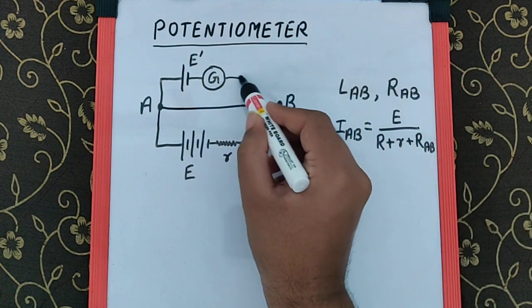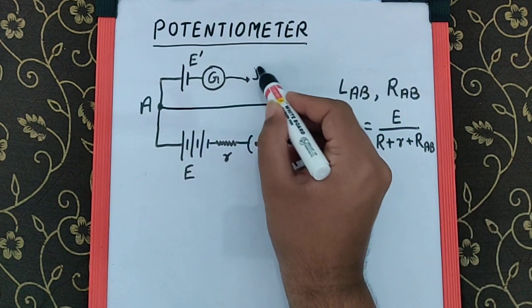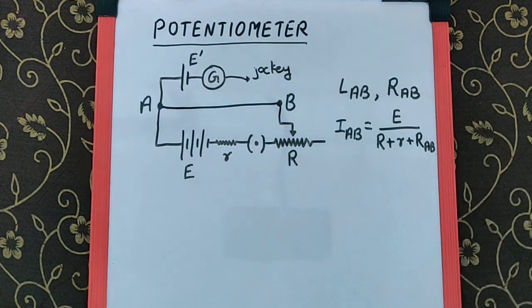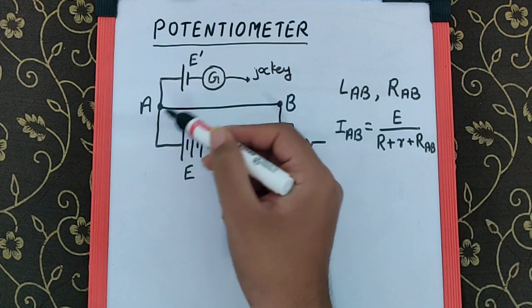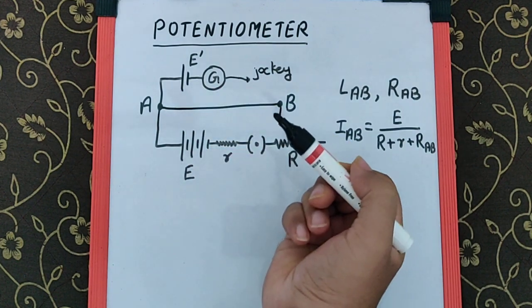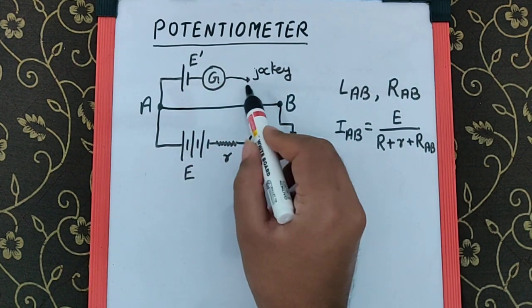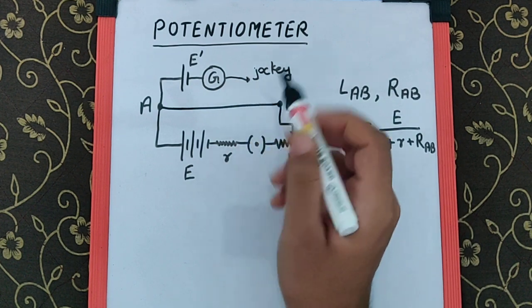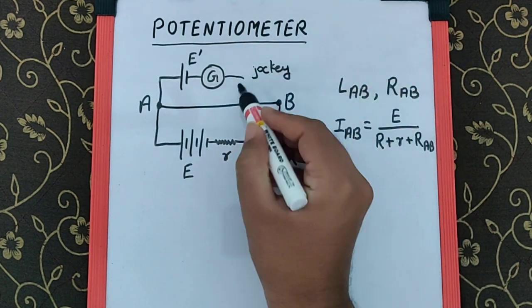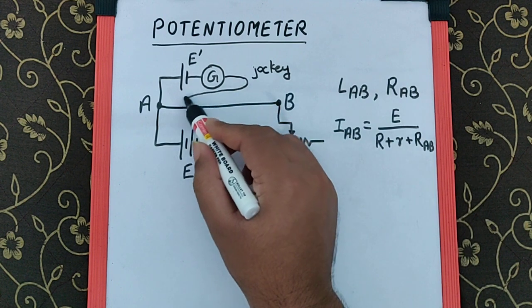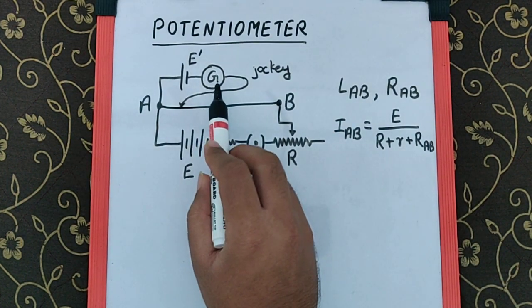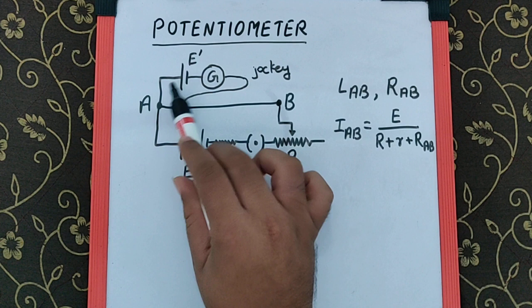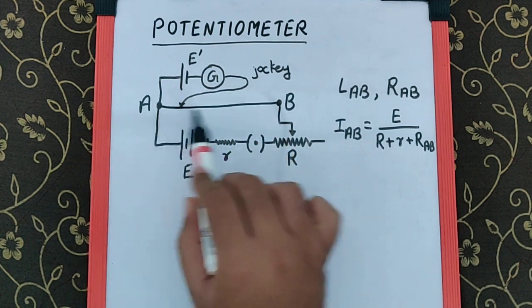And if we have a jockey along with it, we can say both the EMFs are going to oppose each other, correct? But provided this circuit is completed. Now to complete this circuit, we take this jockey and connect it at some point over here. Say, when we place the jockey at that point, we see some deflection in the galvanometer, which means the current is flowing through this part also along with this circuit.